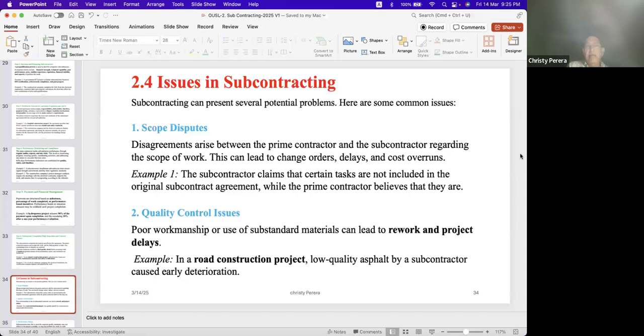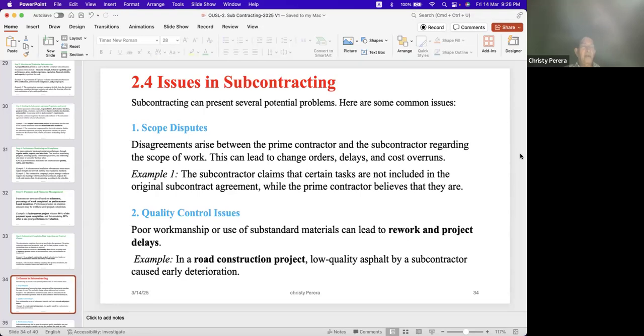But after you see it, you can have it in a checklist, when you are practically doing these things, practical applications, how to prepare a checklist, right? Number 1, scope disputes. You know what the scope disputes are. I have given an example also, therefore I will explain. The subcontractor claims that certain tasks are not included in the original subcontract agreement, while the prime contractor believes that they are. Most of the time it is happening.